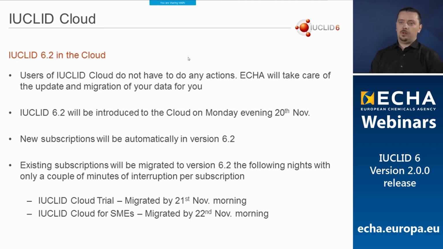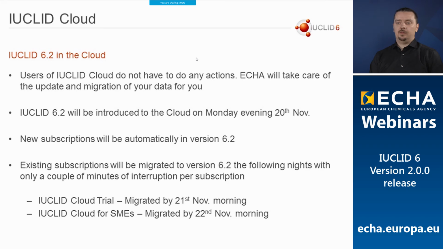In the IUCLID Cloud, we will introduce the new version of IUCLID on Monday evening on the 20th of November. That means that every subscription that comes in after that will automatically run version 6.2 of IUCLID in the background, but it will still be completely transparent to users.